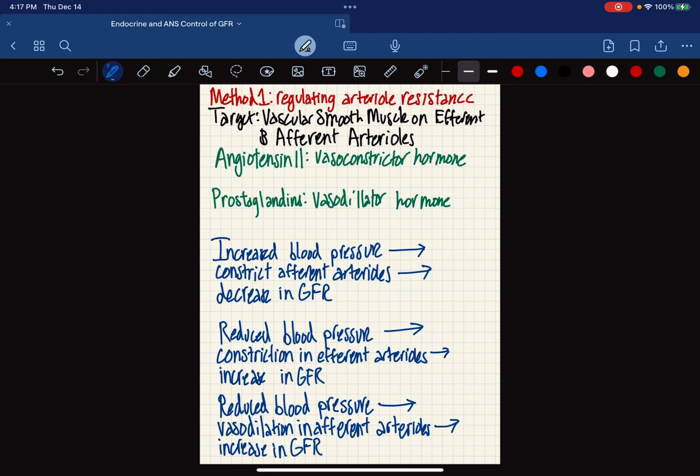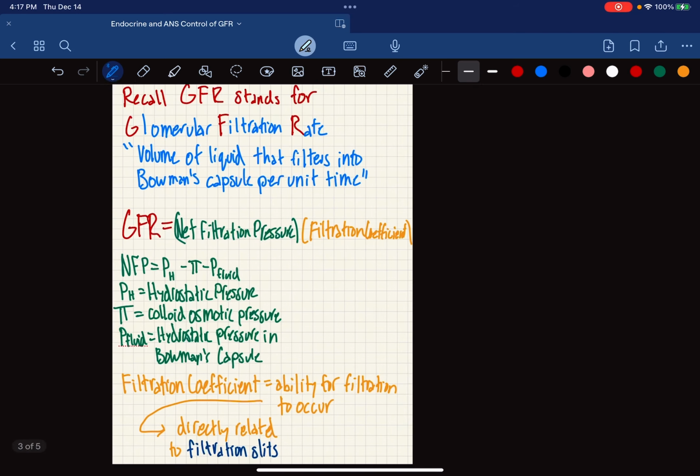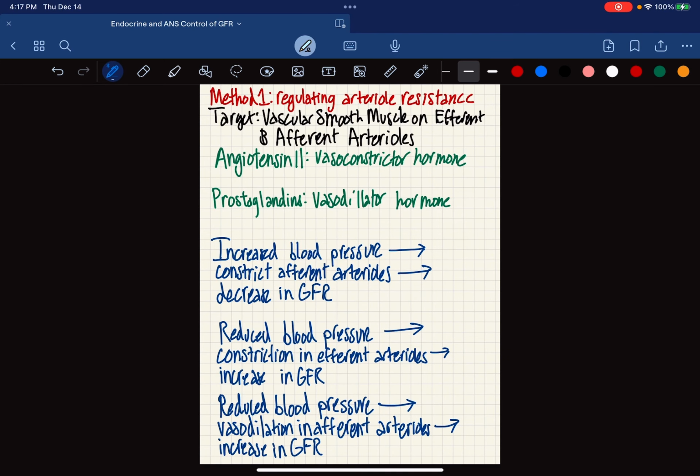because it decreases renal blood flow by increasing arterial resistance, which increases the PH. Once again, PH is the hydrostatic pressure, which then increases GFR. Now, if we had reduced blood pressure, we can also use the vasodilation hormone, which is the prostaglandins, on the afferent arterioles, because that leads to decreased arteriole resistance in the afferent arterioles, which increases renal blood flow, therefore increasing the hydrostatic pressure, therefore increasing the GFR.